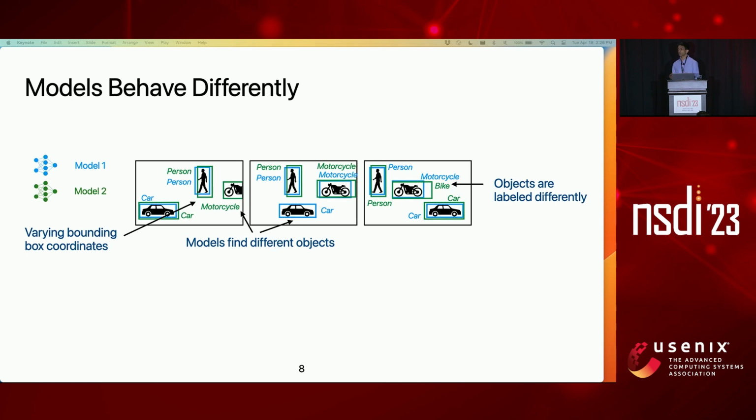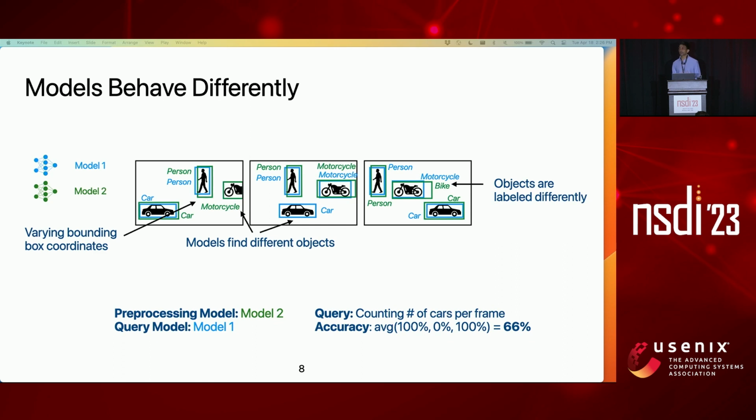Fundamentally, the way a model perceives and characterizes a given frame is a function of how and on what it was trained. The implication of this is, in our toy example, if you were to pre-process with model 2, but query with model 1 for the number of cars, you would get an accuracy of 66%, which is far below what applications need from analytics today.